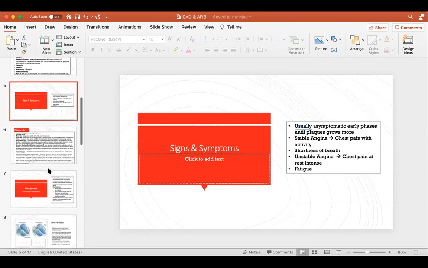So the signs and symptoms. Patients with this usually are asymptomatic earlier on until the plaques grow more and more. Then they can have stable angina, where with activity they have chest pain and shortness of breath, or they can have unstable angina, where even when they're not doing any activity, just at rest, they can have chest pain. Fatigue is another sign and symptom.